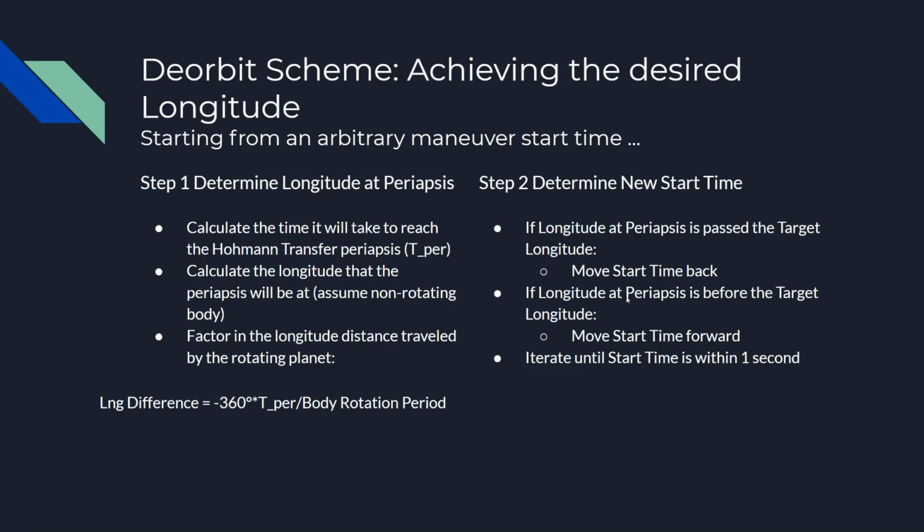Then you can just do some simple logic. You create a solver. You can do a hill climber. I used a bisection method to move the start time of that maneuver node until I got to the correct spot, and I cut it off once I was within 1 second of that correct spot.